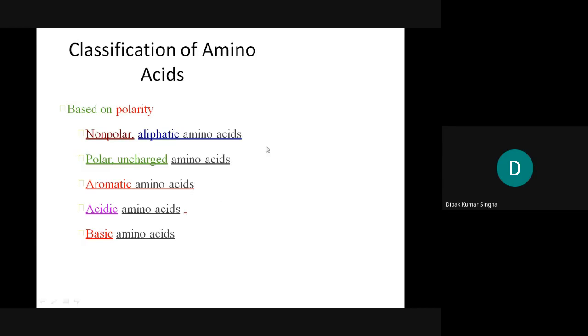Non-polar means basically they are lipophilic in nature, and polar means they are hydrophilic in nature and uncharged. Then the aromatic amino acids contain the benzene ring or aromatic rings. The acidic amino acids are aspartic acid and glutamic acid. Basic amino acids, arginine and histidine, are basic in nature.